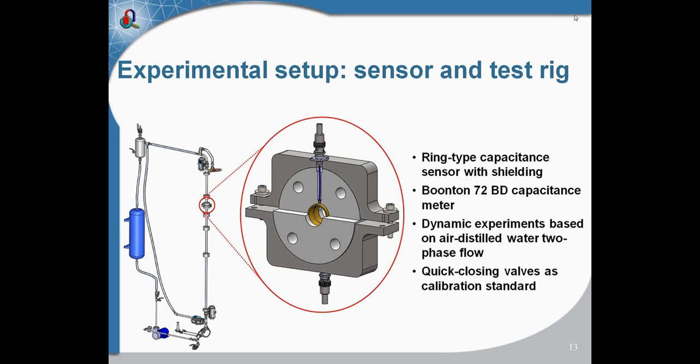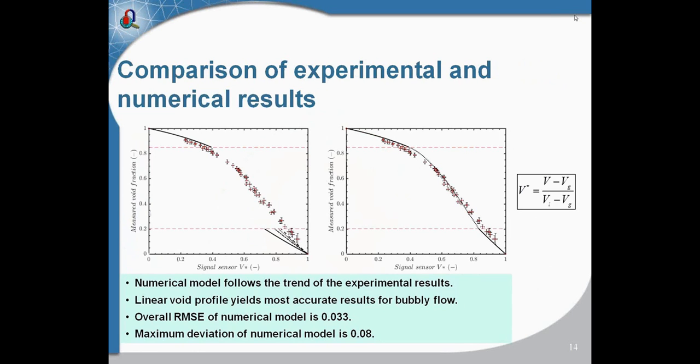And as a result, using this setup, dynamic experiments based on air distilled water two-phase flow can be carried out. And thereby, as I mentioned before, the measured capacitance can be compared to the measured void fraction based on the quick closing valve method. Here on the next slide, you can see the comparison of the experimental and the numerical results.